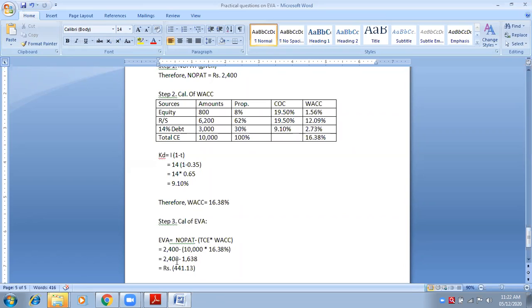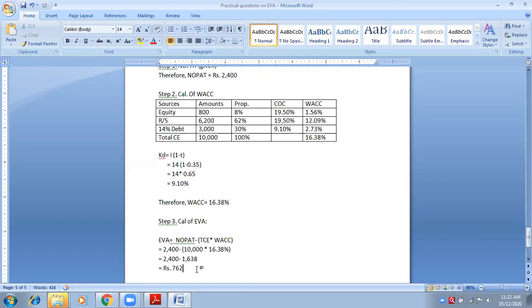Okay. So 2,400 minus 1,638. My answer will be 762, positive. That means 762 lakhs. 7,62,000 is my final answer. That is the EVA. EVA is economic value added. This much is the value addition in my company, Tata Steel Limited, 762 lakhs. Is it clear? Did you get the answer?